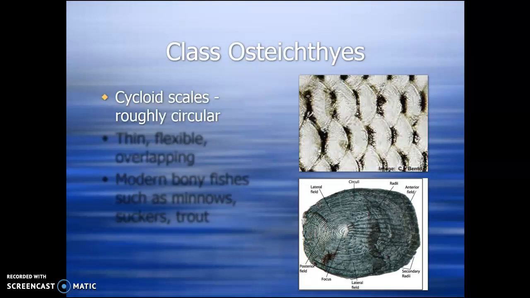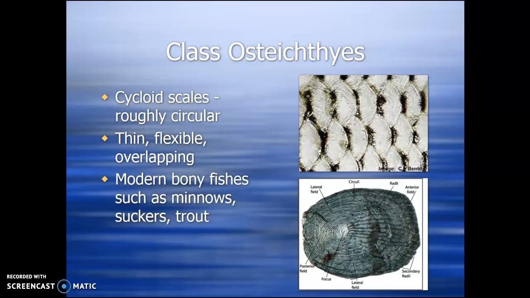Again you can see the cycloid scales, which are roughly circular in nature, thin, flexible, overlapping with each other. In olden days, a house roof was covered and arranged like that. Modern bony fishes such as minnows, suckers, and trout have this kind of scales. At the bottom you can see the closer view of the scale. Here you can see the center point, called the focus, followed by several circular ring-shaped structures.